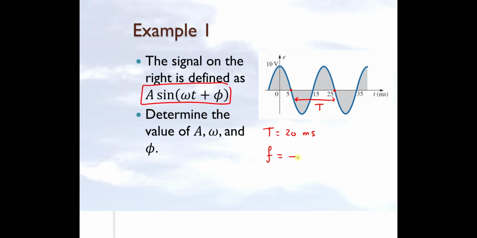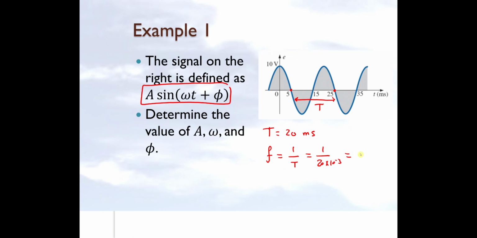If I have T, I can obtain f. f is equal to 1 over T, and this is equal to 1 over 20 milliseconds, which is equal to 50 hertz. Once I have f, which is the frequency, I can obtain omega, which is the angular frequency defined as 2 pi times f, and this gives us 100 pi rad per second.